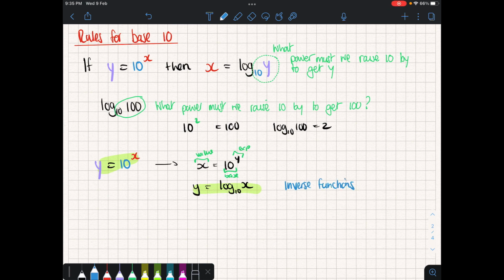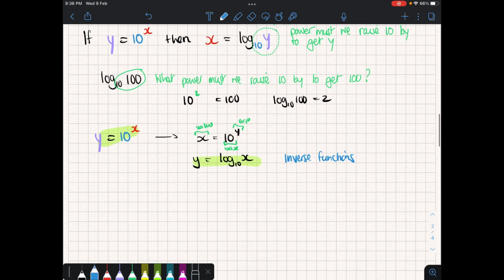Okay, if you had to put a value for x into y equal to 10^x, if you took the solution and put it into y equal to log base 10 of x, it would return you back to your starting x value. Now this is quite different from y equal to 10 to the power of x, right?